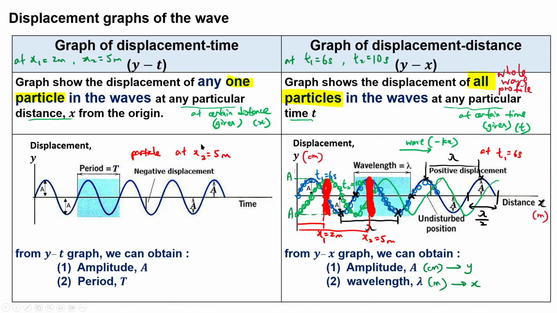See, like a particle at x2, x2. So how much time does it use to complete one oscillation? From here it goes up, goes down, and back to the original position. How much time? Maybe 0, 2, 4, 6, 8. So how much time does it use?